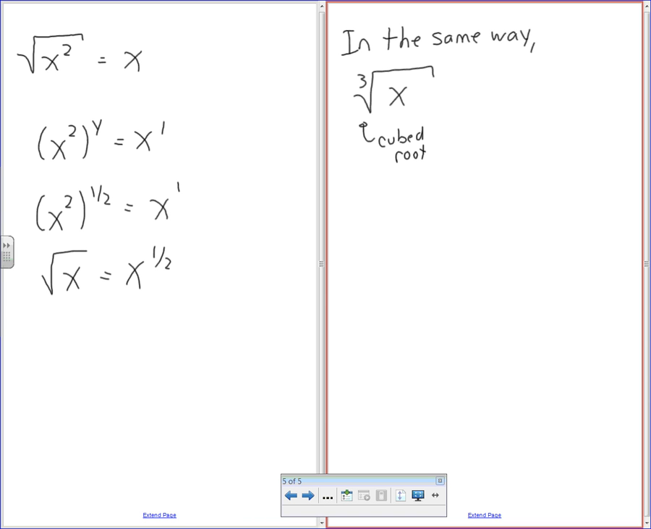So in the exponential form, using the same idea, the cube root of x is x to 1/3, with a denominator of 3 because you're cubing something, the opposite of that. In general then, the nth root of x, what's the nth root of x going to be? X to 1 over n.